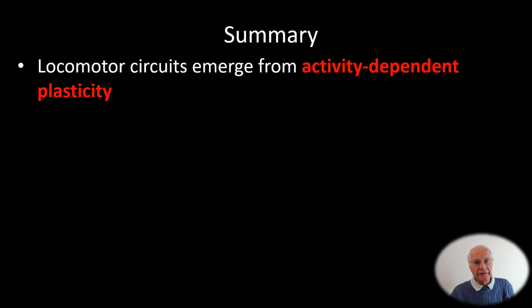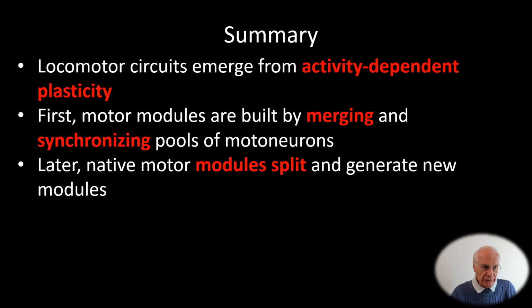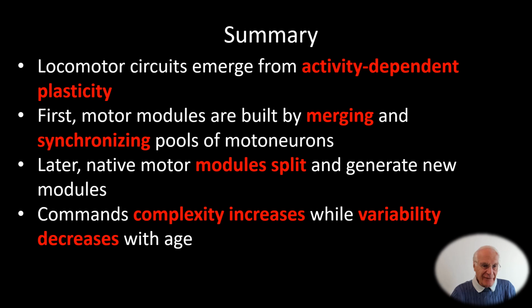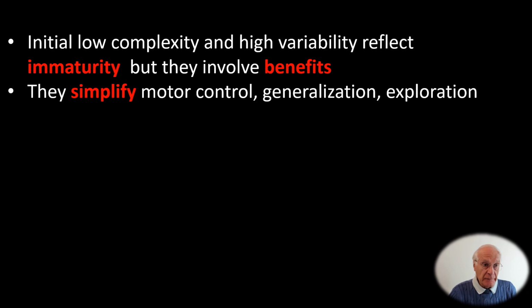To sum up and conclude, I argued that locomotor circuits emerge from activity-dependent plasticity. First, motor modules are built by merging and synchronizing pools of motor neurons. Later, native motor modules split and generate new modules. Command complexity increases, while variability decreases with age. Initial low complexity and high variability reflect immaturity, but they involve benefits because they simplify motor control, generalization, and exploration during development.